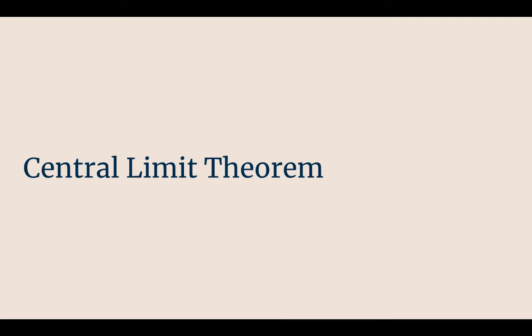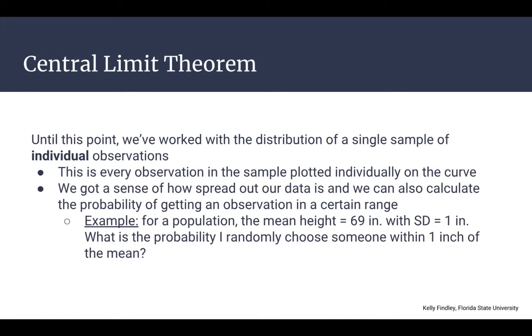So in this lecture series, we're going to focus on the central limit theorem. Until this point, we've worked with the distribution of a single sample of individual observations. This is every observation in the sample plotted individually on the curve. We got a sense of how spread out our data is, and we can also calculate the probability of getting an observation in a certain range. For example, for a population, the mean height is 69 inches with a standard deviation of 1. What is the probability that I randomly choose someone within 1 inch of the mean?